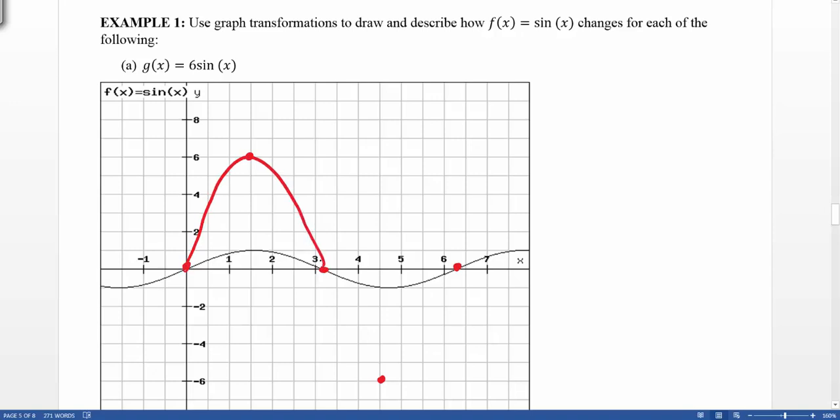We're going to come back down at pi, a little bit past 3, go all the way down to negative 6, come back up, cross through pi over 2, cross through 2 pi. And then we can also backtrack over here because we know we're decreasing down towards -6 on the other side. So we've taken every y value and we've stretched it up by 6 units.